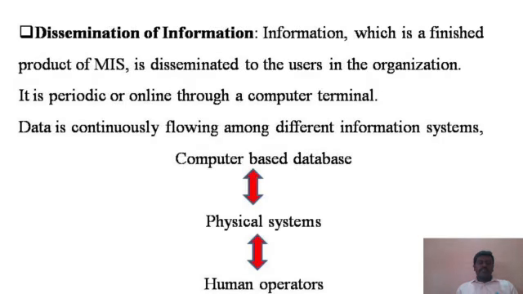So dissemination of information. This is the fifth objective, the last objective of MIS. This is very important. Information, which is the finished product of MIS, is disseminated to the users in the organization, periodically or online through a computer terminal. Data is continuously flowing among different information systems, that is, physical systems, human operators or computer-based databases. The dissemination phase plays an important role in maintaining communication among distributed manufacturing systems and overall resources.